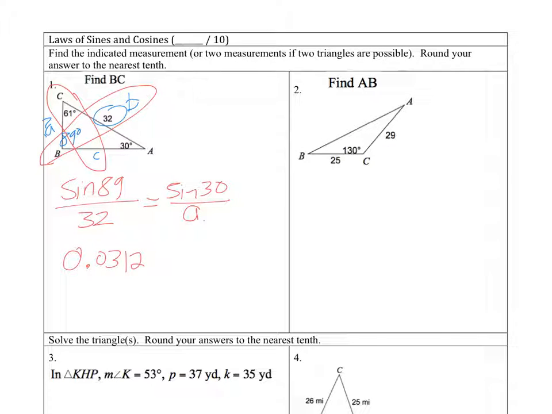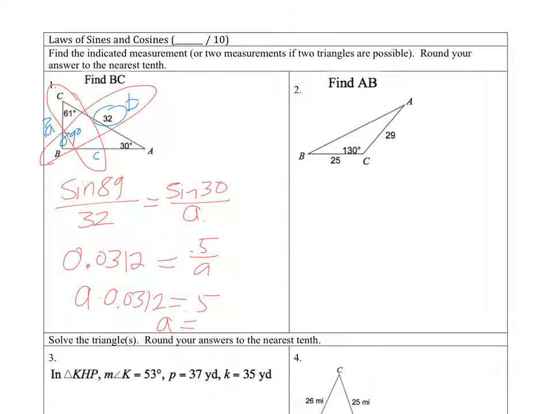0.0312. And that's equal to sine of 30, which is 0.5, over A. Multiply both sides by A, we get A times 0.0312 is equal to 0.5. Then I'm going to divide 0.5 by that number, 0.0312.